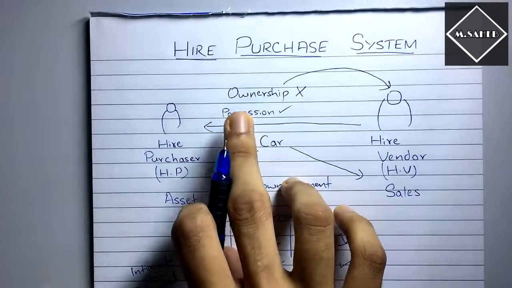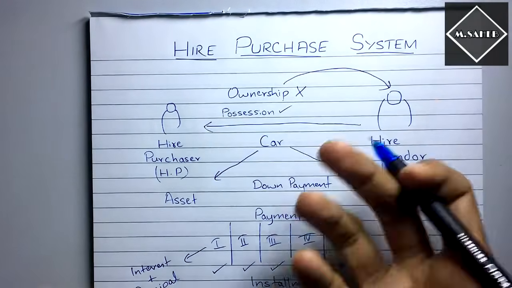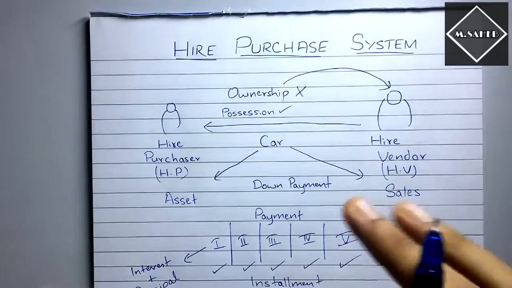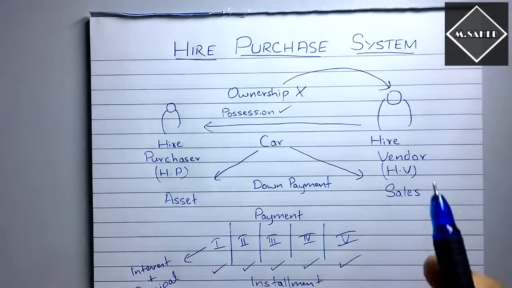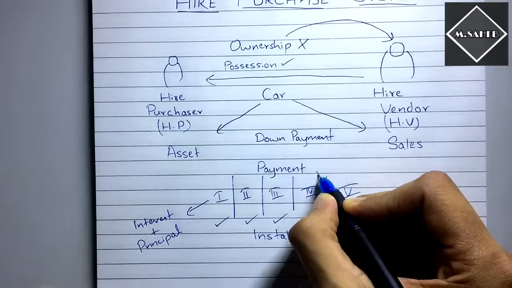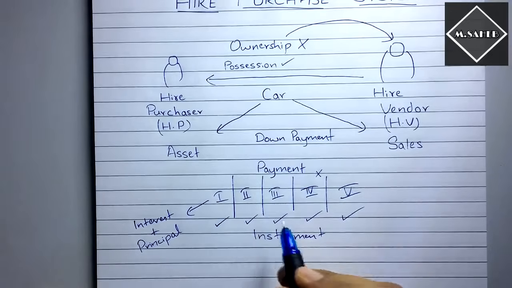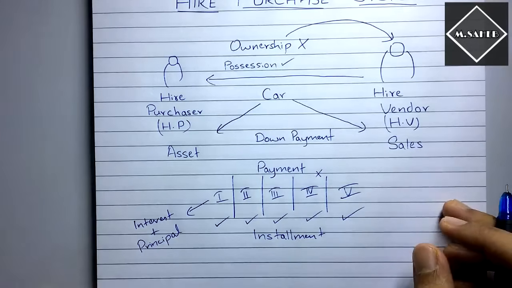And the possession of the good will be immediately transferred, he will be in the possession of the item. Okay, so this is the concept of hire purchase system. And one more thing: if the hire purchaser fails to pay any of those installments, let's say he has paid the first, second and third installments, but he has failed to pay the fourth installment because maybe he went bankrupt or something.